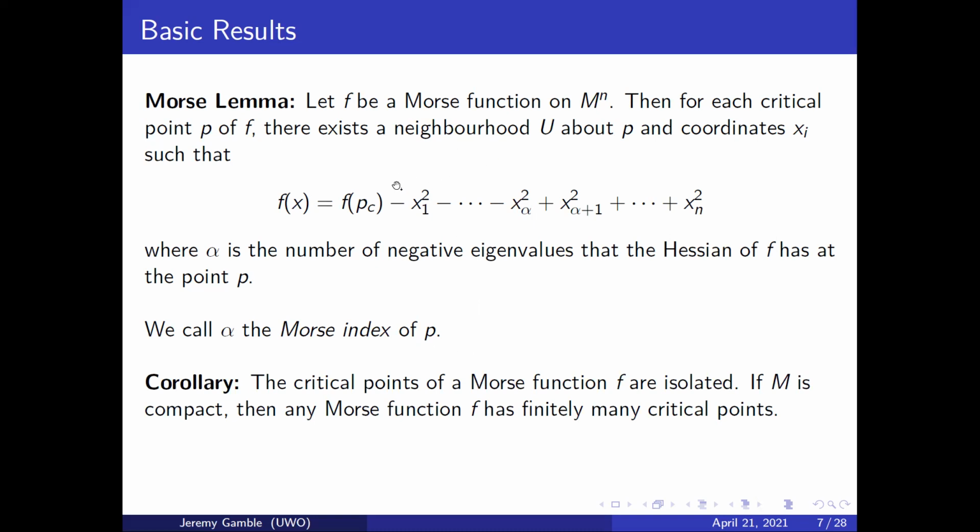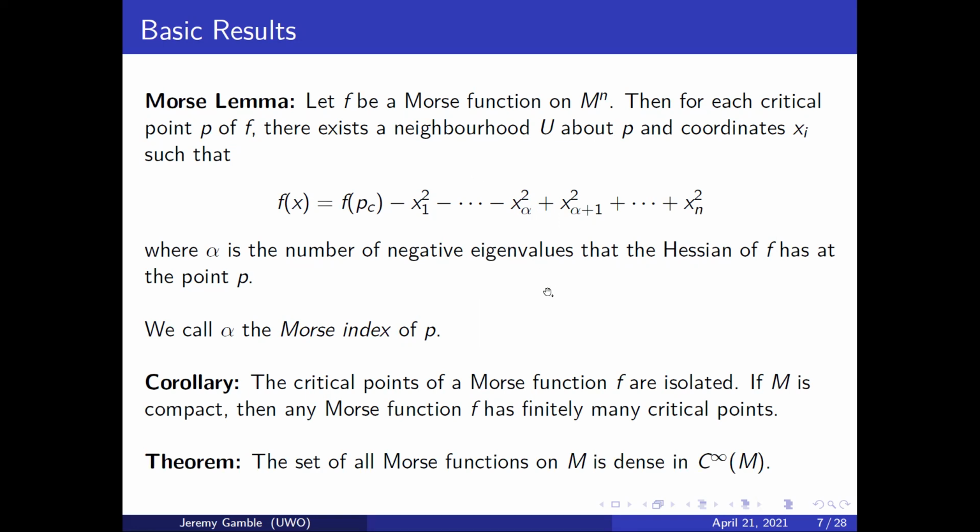And as a corollary to this lemma, it follows that the critical points of a Morse function are all isolated, because you can just compute the derivative of this thing and you can see that, around a neighborhood of the critical point, it doesn't vanish. And then it follows for a compact manifold that this only has finitely many critical points.